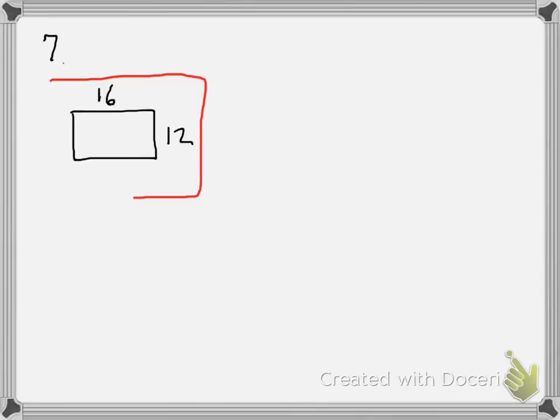Okay, so on number 7 it talks about a rectangular garden that is 12 by 16. So this is 16 and this is 12. Then it talks about how there's a pathway around the outside of it, and how that increases the total area to 285.